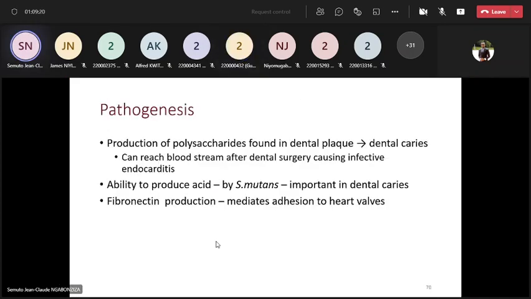However, sometimes they can cause problems. They produce polysaccharides, which are found in dental plaque, which sometimes leads to dental caries. They can enter the blood after dental surgery, causing infective endocarditis. They are able to produce acid, which is important in dental caries. They can produce fibronectin, which allows them to adhere to the heart valve, causing colonization and problems.